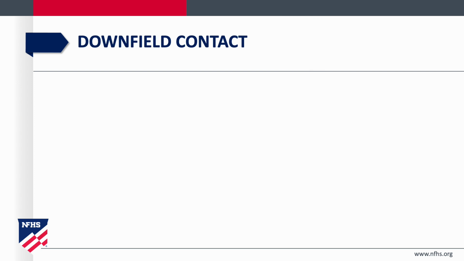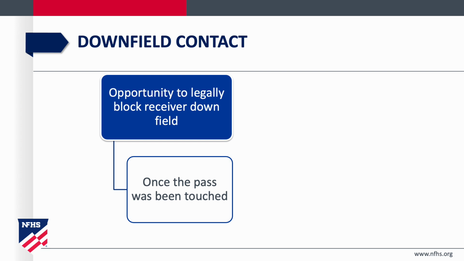Contact during passing plays has several different rules that are used depending on several criteria. We need to make sure we understand where the ball is and what the offensive players are doing to know when contact is legal or illegal downfield during the play. The opportunity to block a receiver downfield is opened once the ball has been touched by either the offense or the defense. Up to this point, there are restrictions on contact.